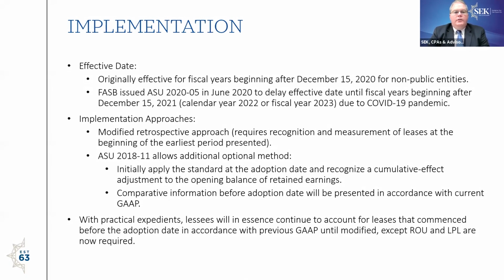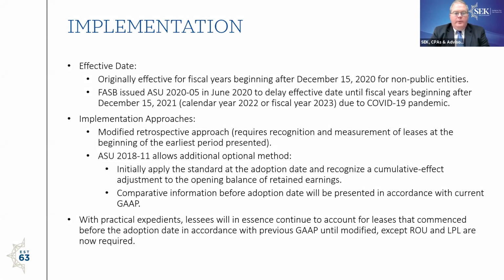So the implementation dates: this was originally effective for years beginning after December 15th, 2020 for non-public companies. However, due to the pandemic, in June 2020, FASB issued a new ASU that does delay this for 1 year. So now this is effective for calendar year 2022 or fiscal year 2023. So you do have some more time to implement this.